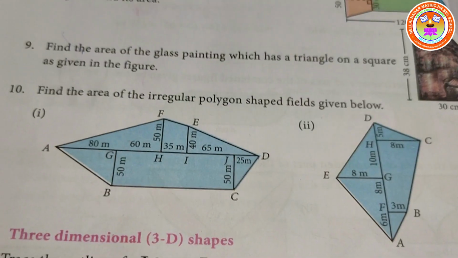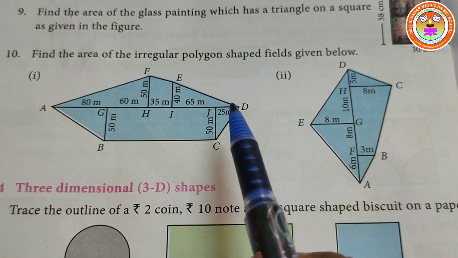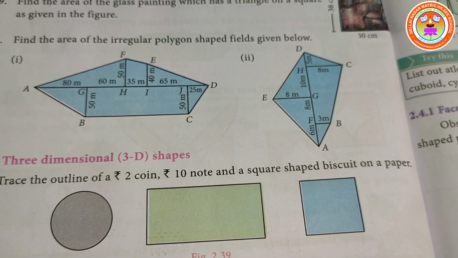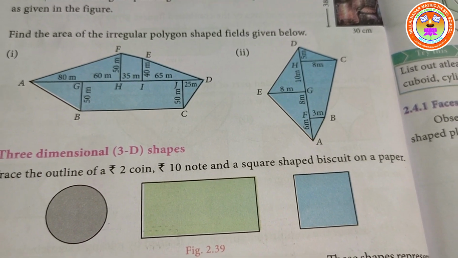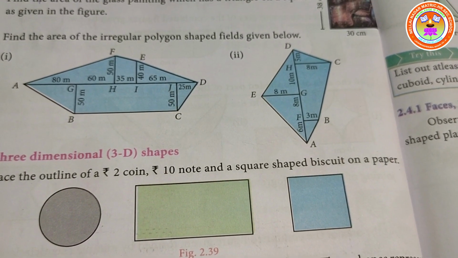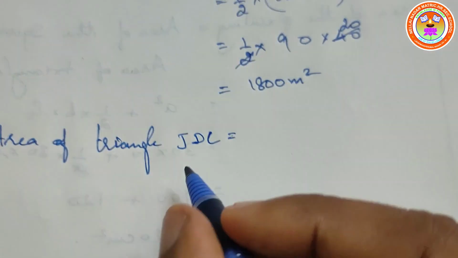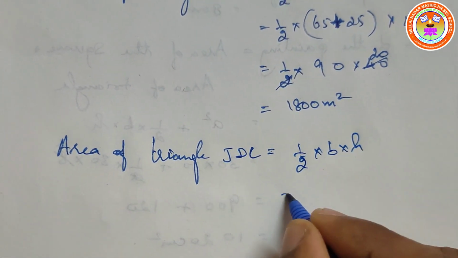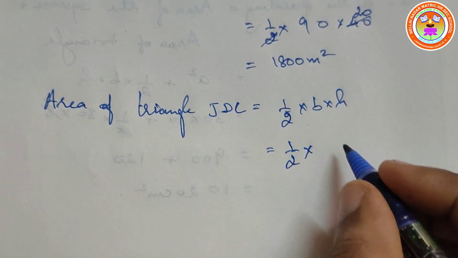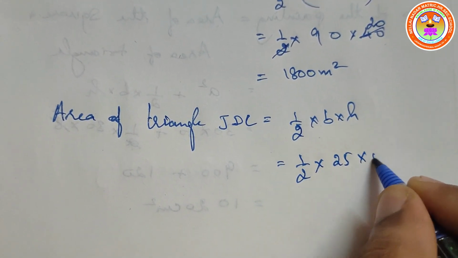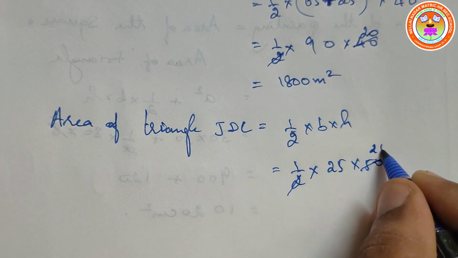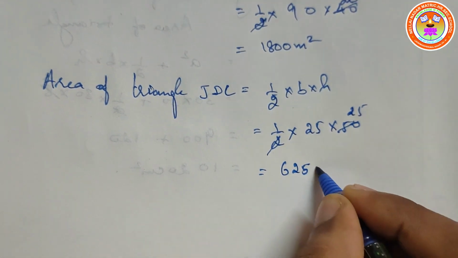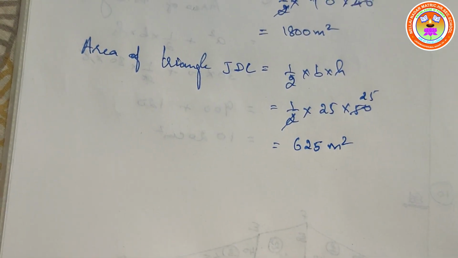You able to understand? Next diagram we are going to see JDC, area of the triangle J, D and C. Area of the triangle JDC equal to half into base into height. Half into base is nothing but 25, height is nothing but 50. Here you can answer 25 into 25. What is 25 into 25? 625. It's very easy. 625 meter square.